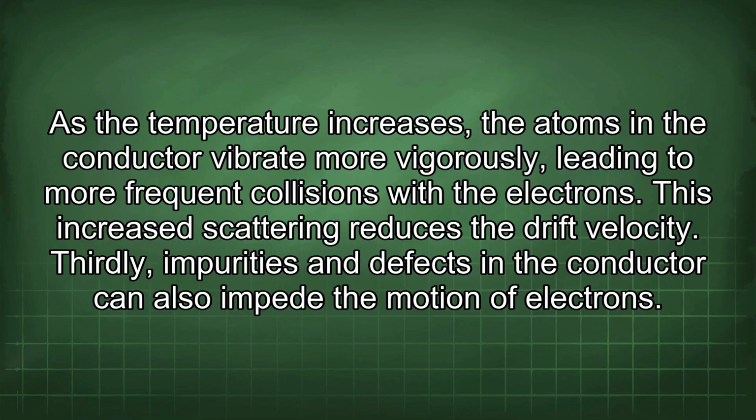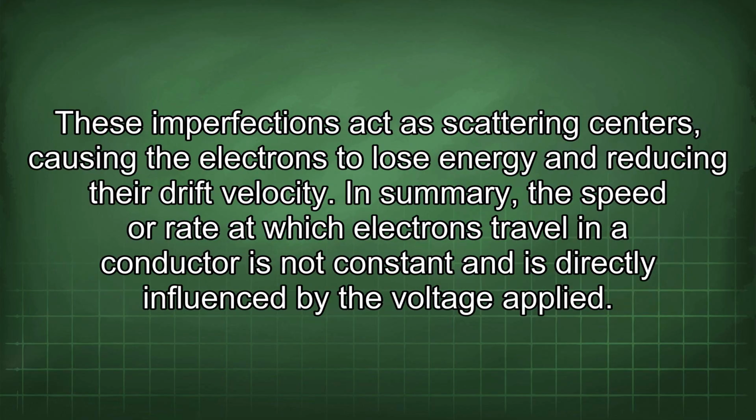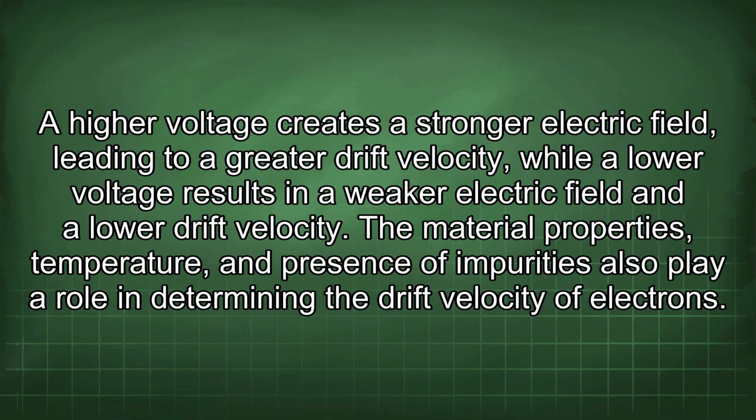Thirdly, impurities and defects in the conductor can also impede the motion of electrons. These imperfections act as scattering centers, causing the electrons to lose energy and reducing their drift velocity. In summary, the speed or rate at which electrons travel in a conductor is not constant and is directly influenced by the voltage applied. A higher voltage creates a stronger electric field, leading to a greater drift velocity, while a lower voltage results in a weaker electric field and a lower drift velocity.